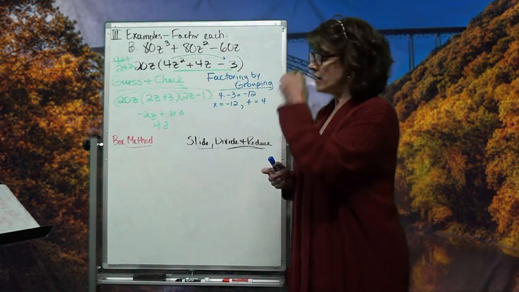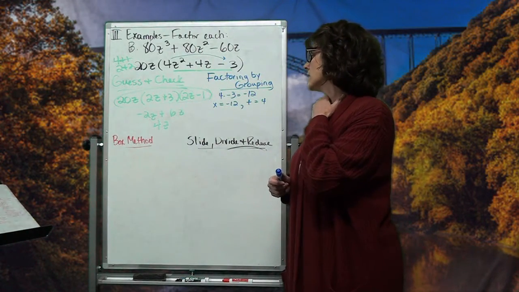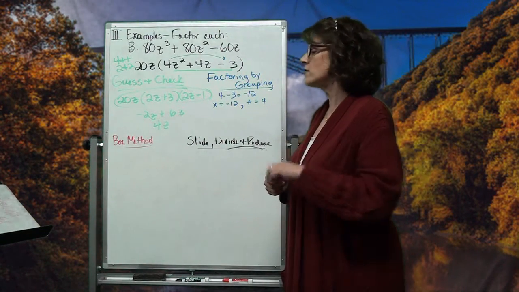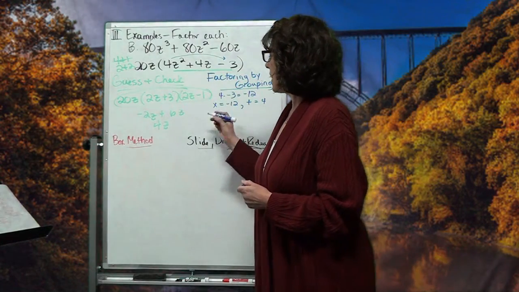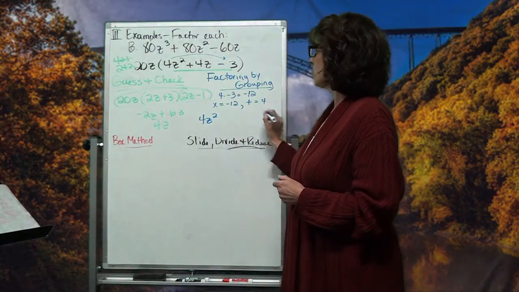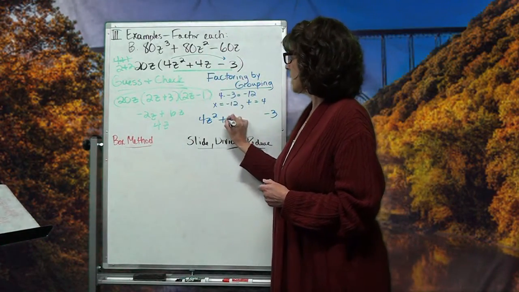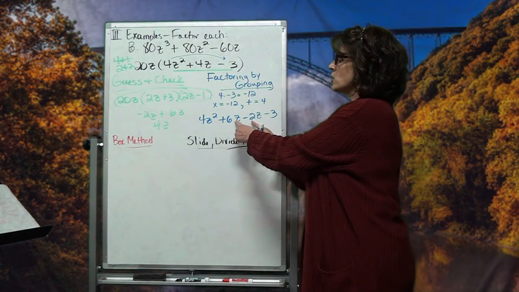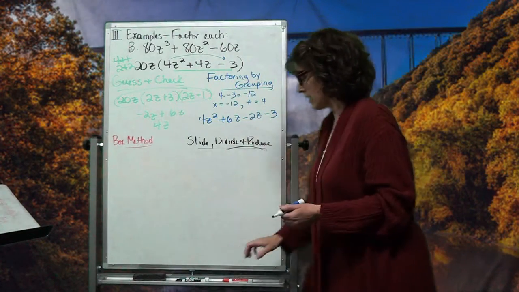So multiply for negative 12 and add up for a positive 4 is going to be a positive 6 and a negative 2. Positive 6 and negative 2. So I'm going to split this in that manner. 4z squared minus 3, I'm going to retain the first term and the back term. This gets split as a positive 6z minus 2z, because these two will combine to be that 4z, and they will also multiply for the negative 12.